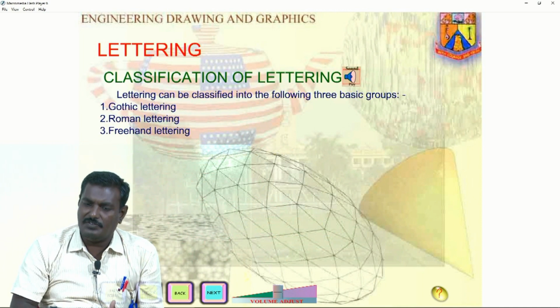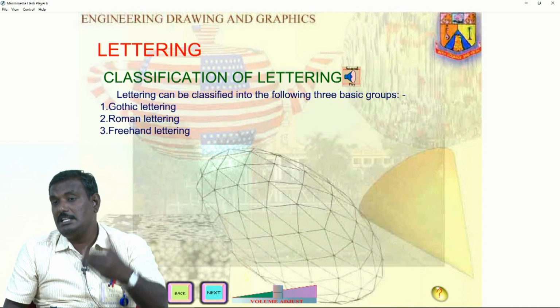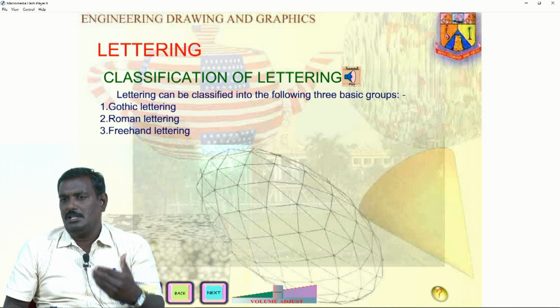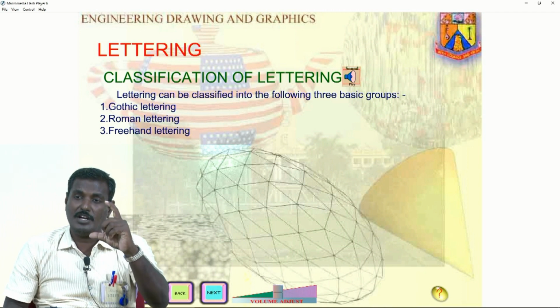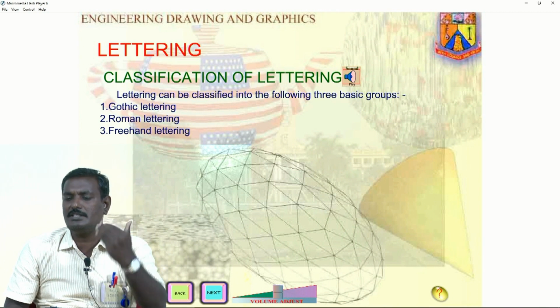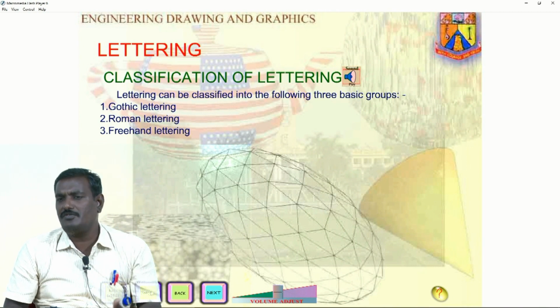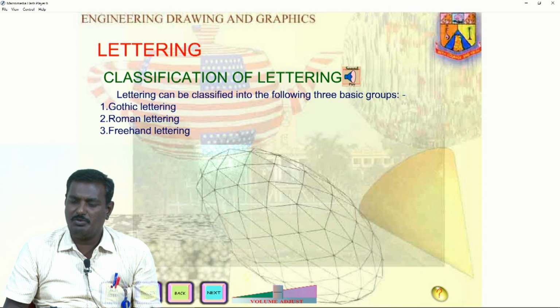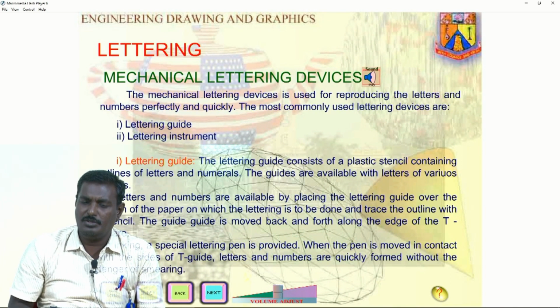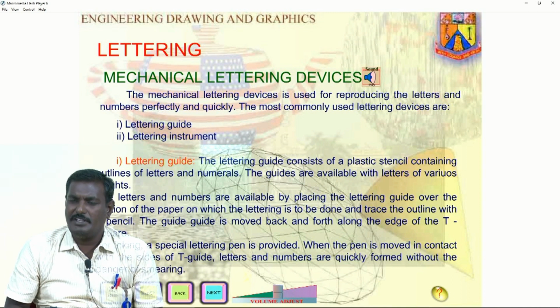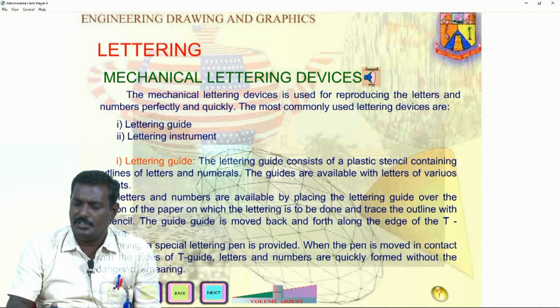Classification of letters, many in number. Today we have systems. In the system, if you go and choose font, many fonts are there. That is lettering. Many types of letters are there according to language. Mechanical lettering devices, do you know about mechanical lettering devices? Templates, okay, no need for others.